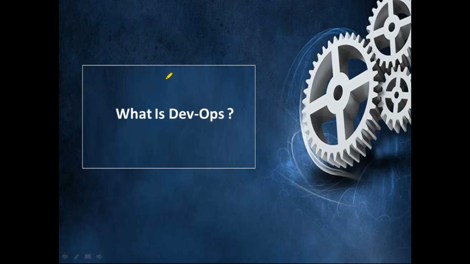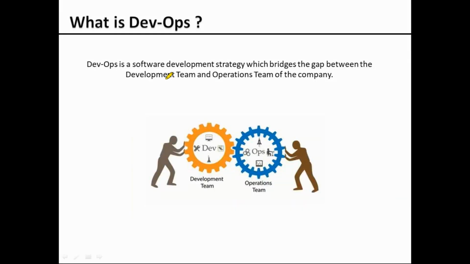It is not a technology, it is not a language, it is not a process. It is a culture that brings the teams together to communicate, collaborate, and then execute their actions. So it is a culture that is brought into the software development teams. If I take a bookish definition, DevOps is a software development strategy which bridges the gap between the development team and the operations team.